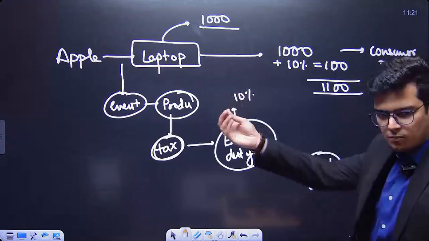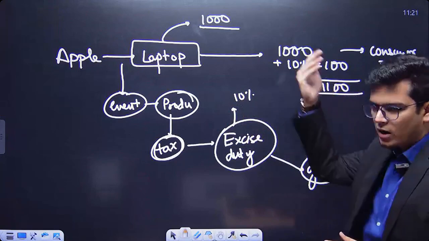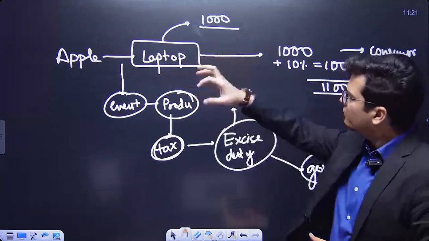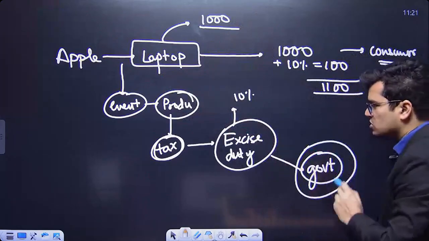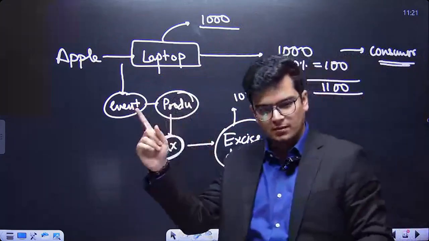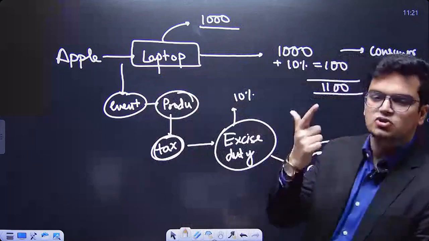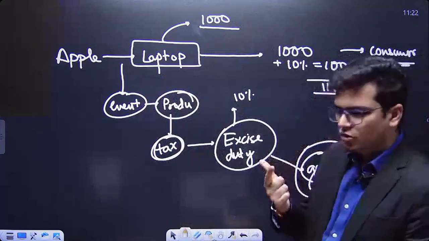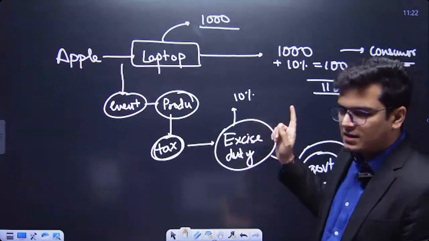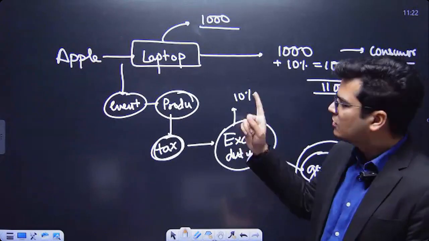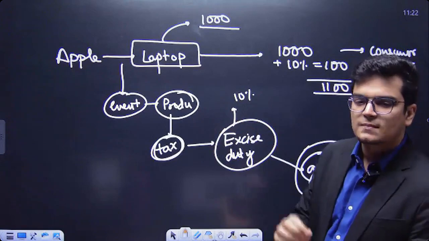Who has to deposit this to the government? You will give 1100 to Apple. Apple will keep 1000 and deposit 100 to the government. So responsibility of depositing is of Apple, but actual burden is yours. This is the case of indirect taxation. First such indirect taxation is excise duty.